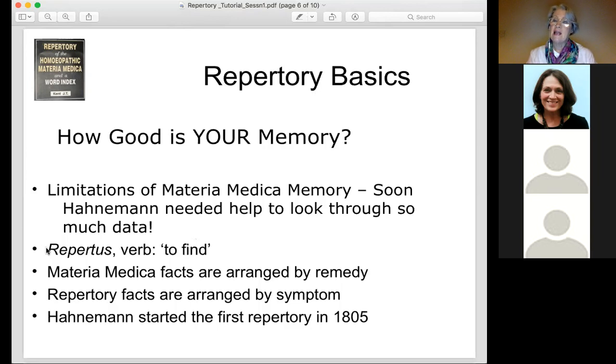And so he decided he wanted to create an index, and he called it a repertory, based on the term repertus, which is a verb meaning to find. So Materia Medica facts are arranged by the Latin name of the remedy, but the repertory has facts arranged by symptom. And Hahnemann started the first repertory in 1805.